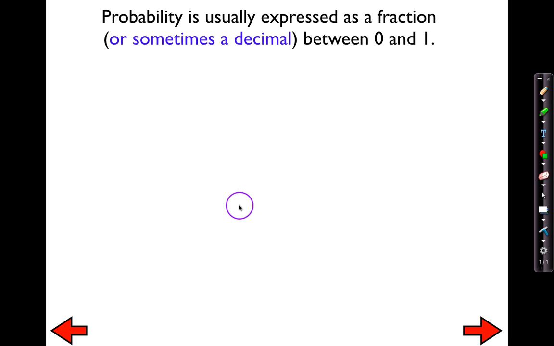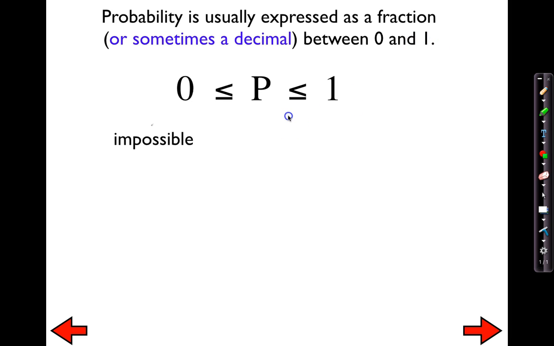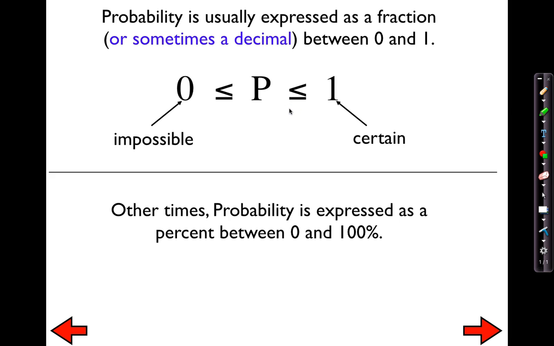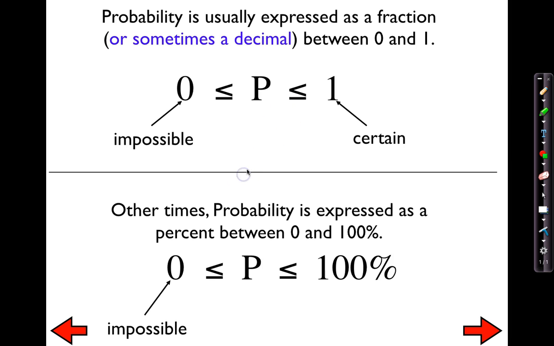So probability is usually expressed as a fraction, or sometimes a decimal, between 0 and 1. Okay? So 0 being it's impossible, and 1 being certain. Other times, probability is expressed as a percent between 0 and 100%. So again, 0 is impossible, and 100% being it is certain.